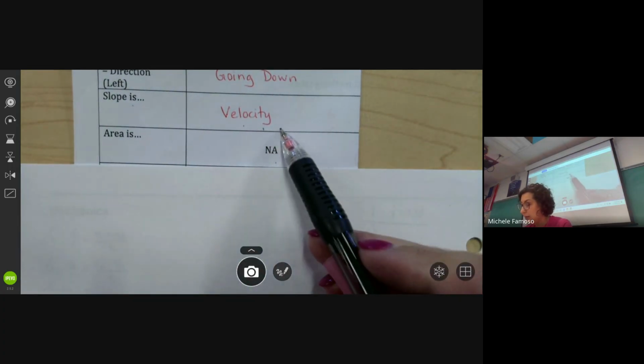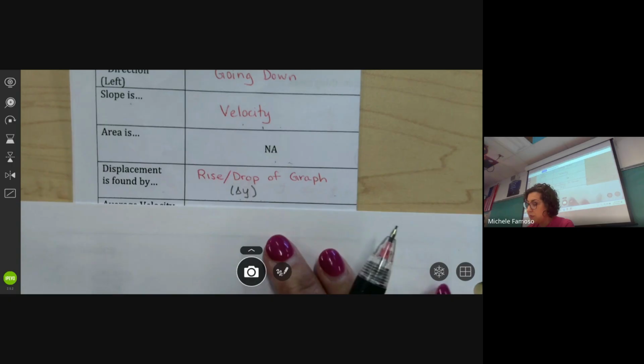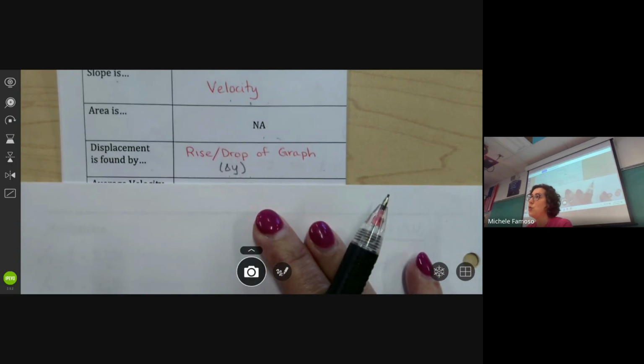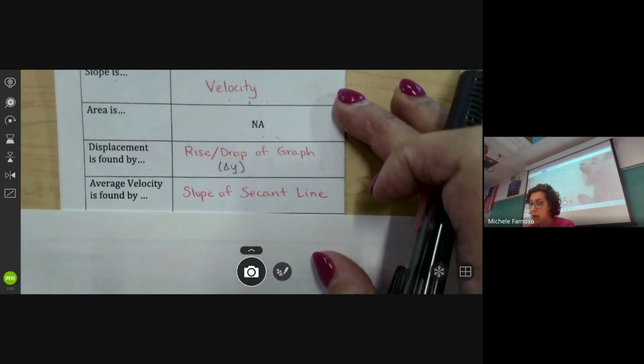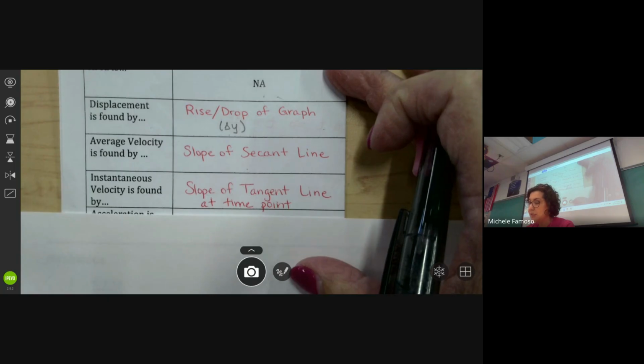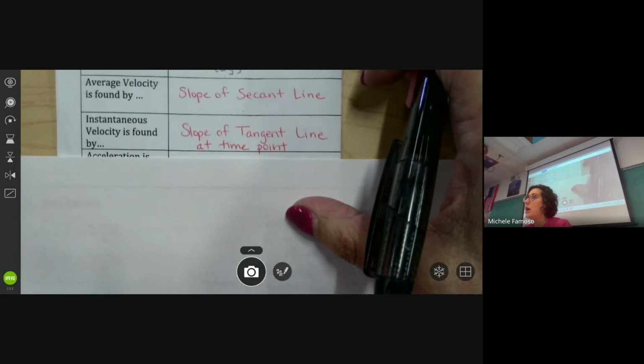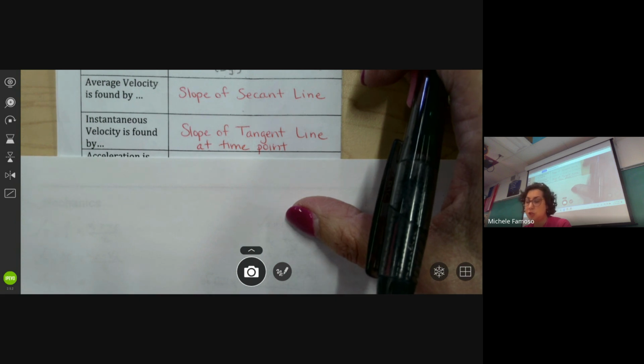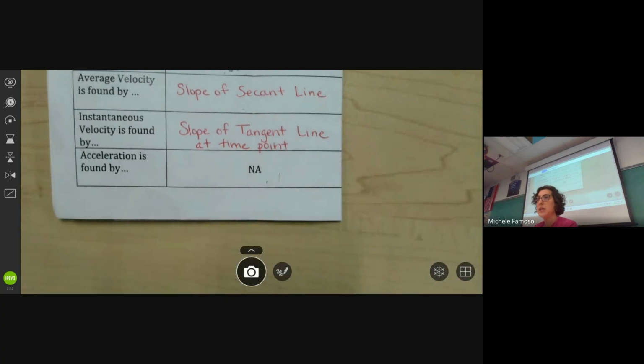I'm going to ask you for the velocity, which you should know means you're looking for the slope. To find the displacement, you look at the change in the y-coordinates, either the rise or the drop of the graph between those two times. To find the average velocity, you construct a secant line and you find the slope of that secant. If you're looking for the instantaneous velocity, you draw a tangent line at that particular time and calculate the slope of that tangent line. You will not be asked to calculate acceleration from a graph of position time.